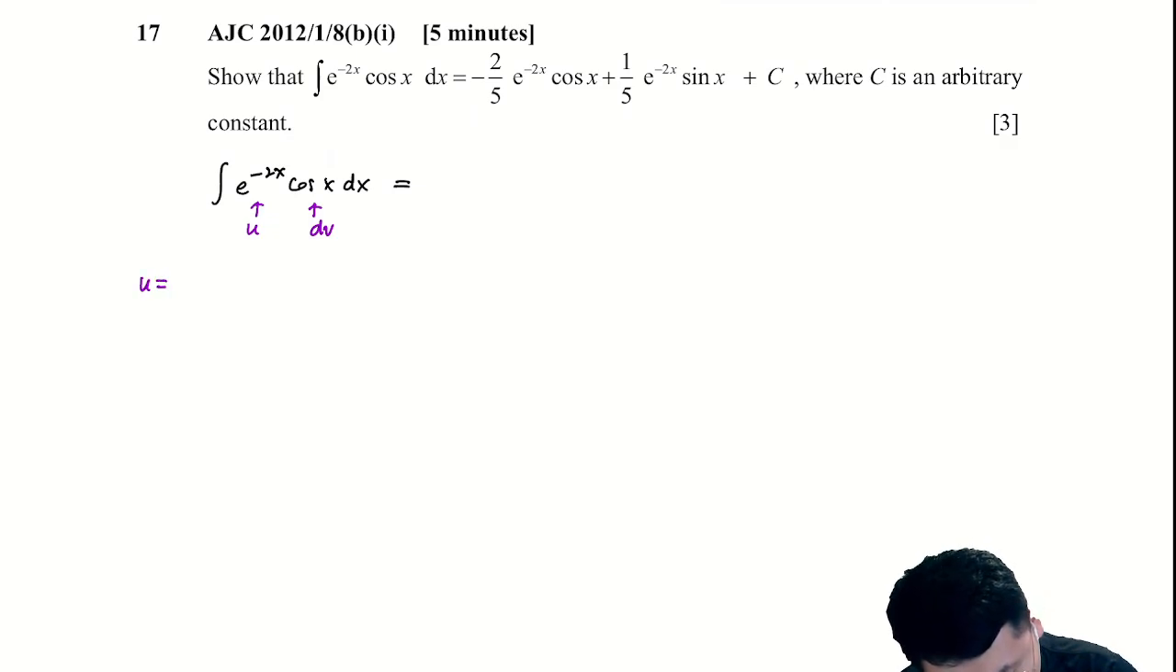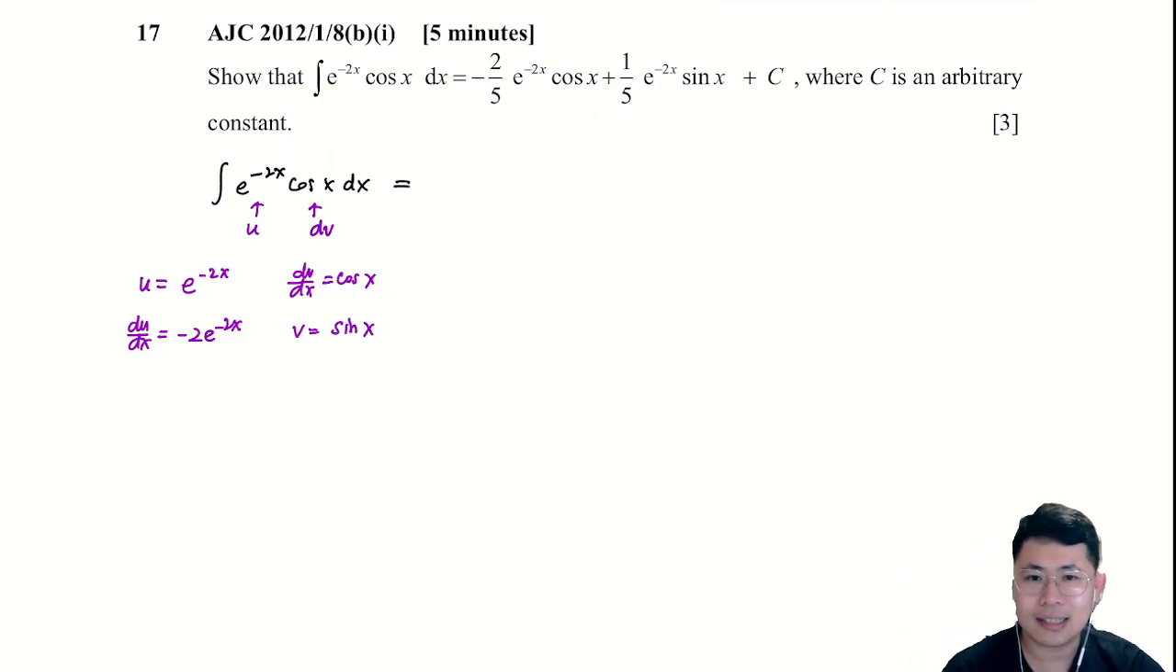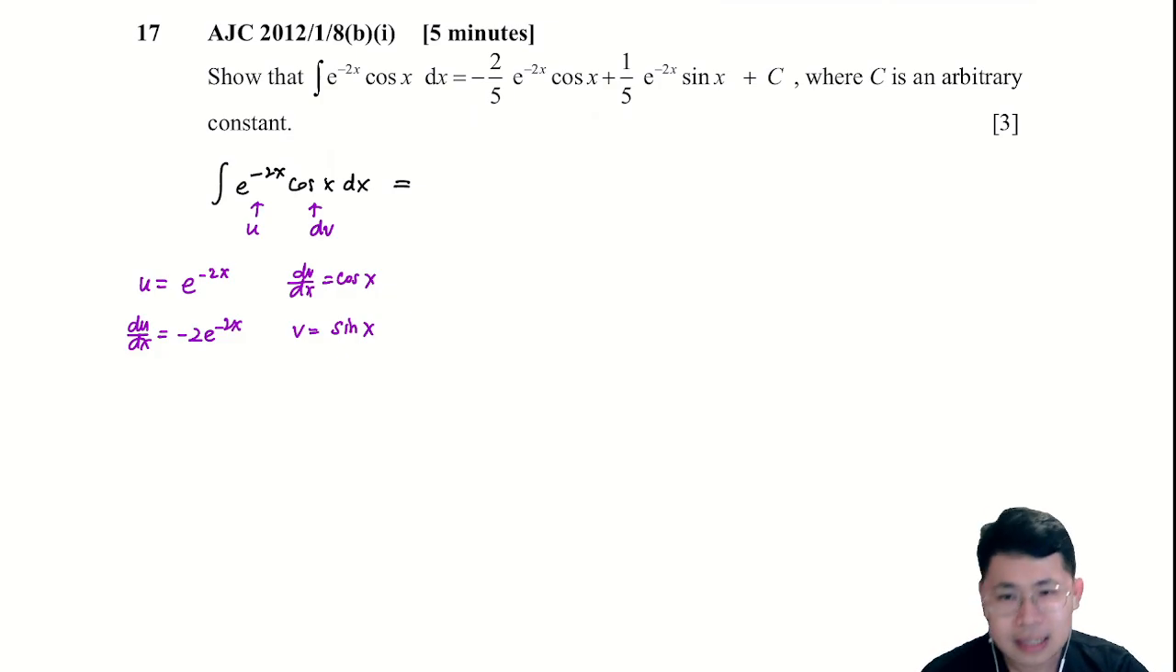So over here u equals e power negative 2x. So du dx over here would be negative 2 e power negative 2x. Okay, then dv dx over here equals cosine of x, so v equals sine x. Okay, very nice. Okay, so let's start the integration process.